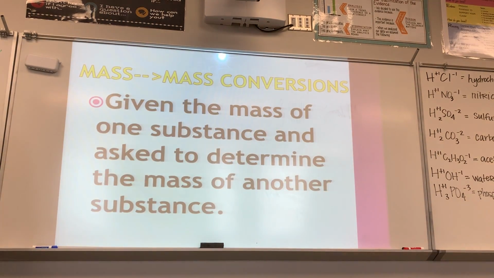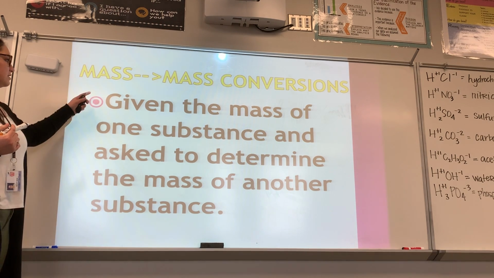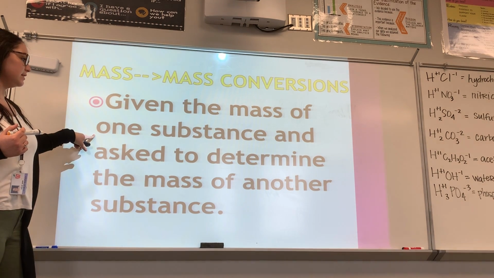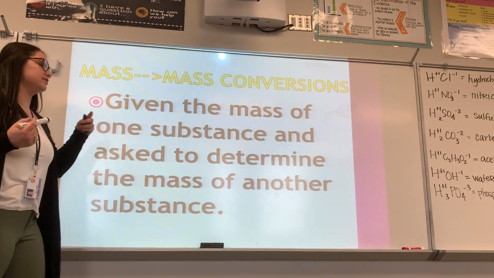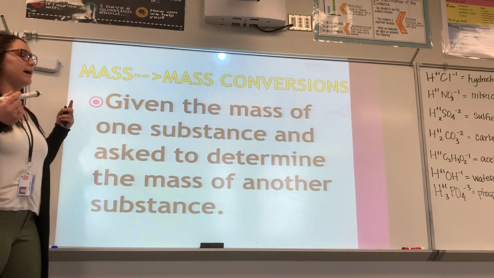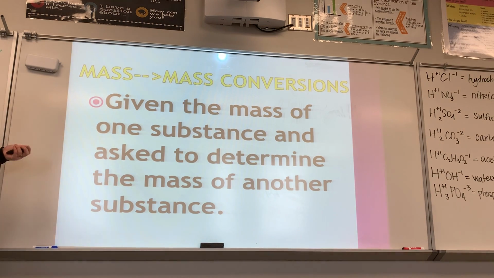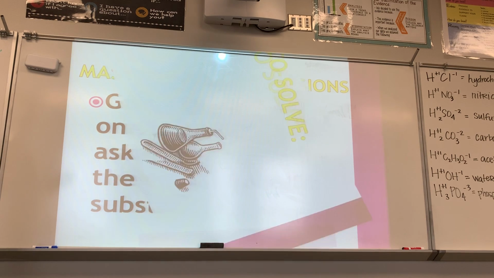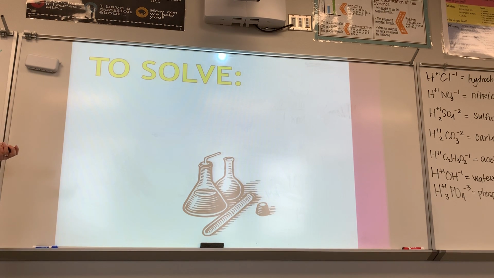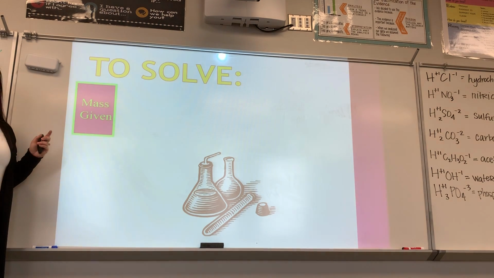Mass-to-mass conversions. Mass-to-mass conversions is when you're given the mass of one substance and you're asked to determine the mass of another. So you're going from mass to mass. Just like we went from moles to moles, we're going from mass to mass. We're changing a one-step problem into a 3-step problem. And it sounds harder, but it really isn't, as long as you follow your stoichiometry map. So to solve it, we start with our mass given.